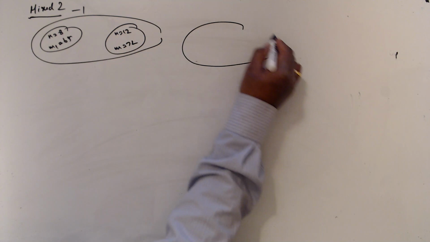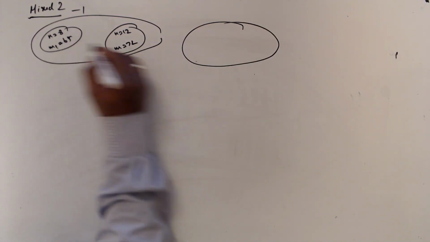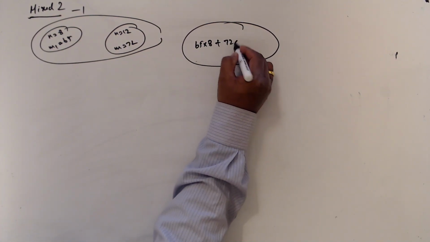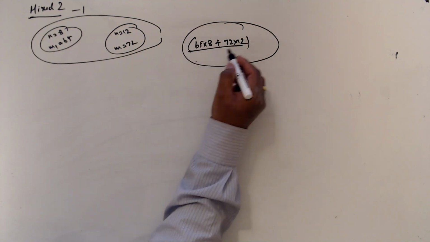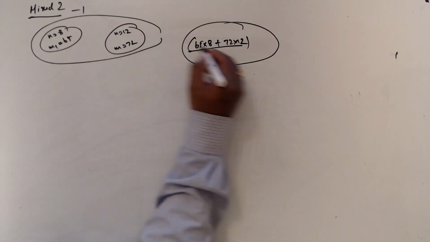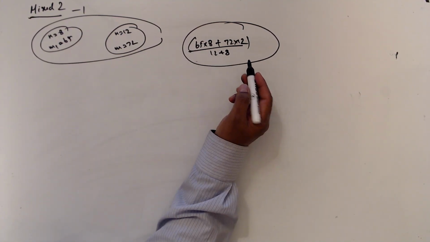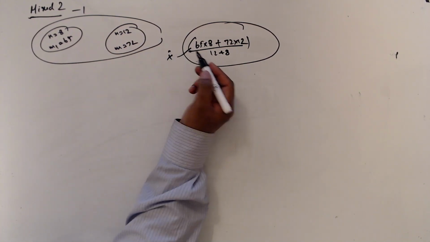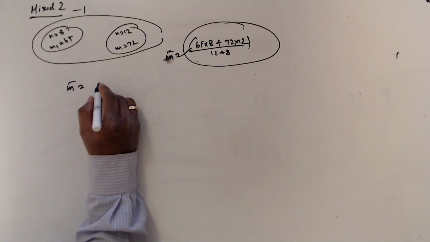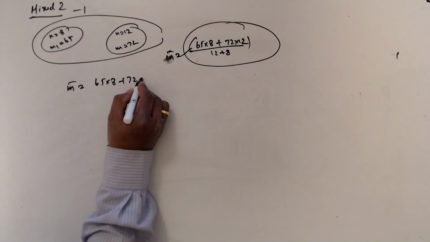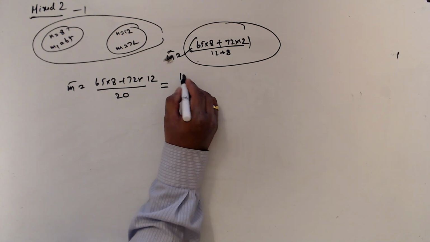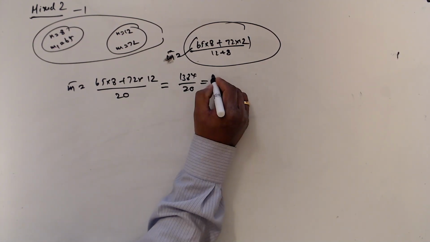So in that case, total marks is going to be 65 times 8 plus 72 times 12, and the total number of students is 12 plus 8, 20. So this is the mean marks. Let's say x bar or something. So 65 times 8 plus 72 times 12 divided by 12 plus 8, 20. You will get 1084 over 20, which is 69.2.